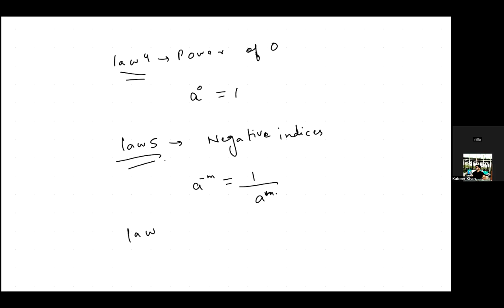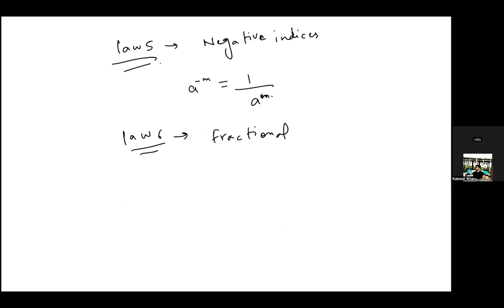Law six is fractional indices. If there is a fraction power, let's say x to the power a over b, then it can be written as the b-th root of x, with the power a written over this whole thing. Is it clear?